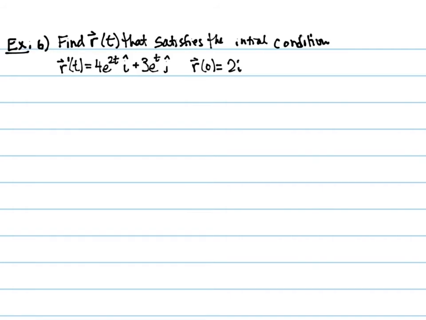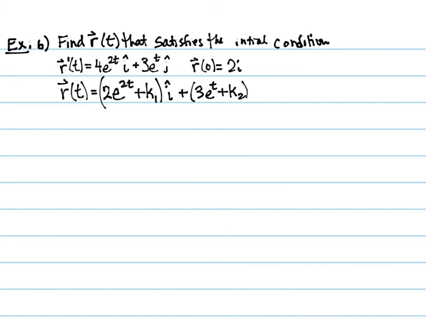Okay, so antiderivative first, right? So let's do the antiderivative with our components. The antiderivative of e to the 2t would be e to the 2t, but then divided by 2. So the 4 will be divided by 2, so this becomes 2e to the 2t. And then you need plus k1, or use a different letter if you don't like that one. This was i. And then we have plus the antiderivative of 3e to the t, which is still 3e to the t. So it's 3e to the t j, plus k2, right, plus the constant j.